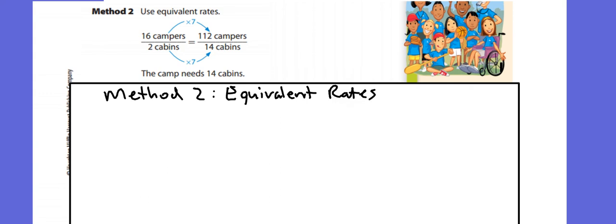And if you reread the question, I almost need to go back to it. If you read the question, it says something to the effect of 16 campers can fit into 2 cabins. So you start with that, again, just like last time. 16 cabins can fit into 2 campers. I'm sorry, 16 campers can fit into 2 cabins.